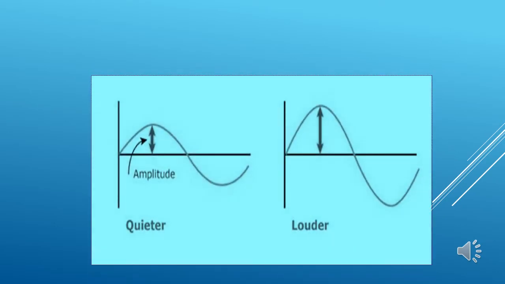Children, how can we represent a quiet sound and a louder sound? Here it is. The sound which has less amplitude is a quiet sound, as you can see, and a sound wave with higher amplitude is a louder sound. Now let us watch a video which will help us to understand how the amplitude of vibration relates to the loudness of sound.